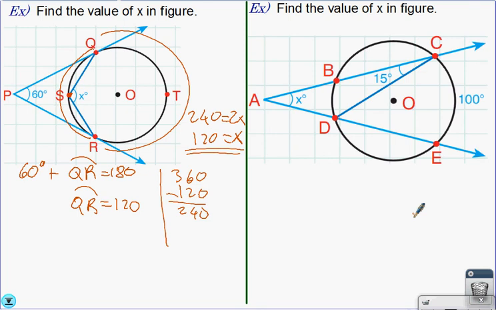It's a very simple example. I think we have solved an exactly similar question. So to find x, we need to know the two arcs it makes. We know the larger one. To find the smaller one, twice of 15 is 30. So x is equal to the large arc minus the smaller arc over 2, which is 70 over 2, 35. Let's continue.